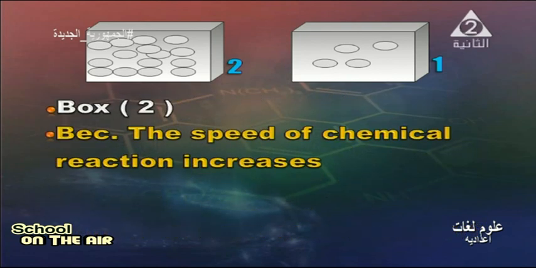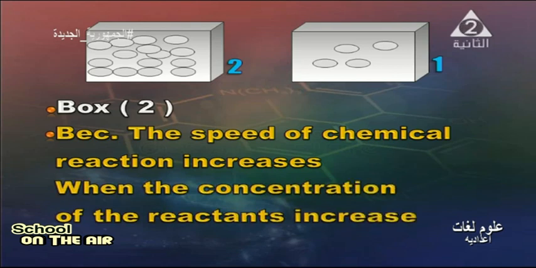The correct answer is box 2, because the speed of chemical reaction increases when the concentration of the reactant increases. So as the concentration of the reactant increases, the speed of chemical reaction increases also.